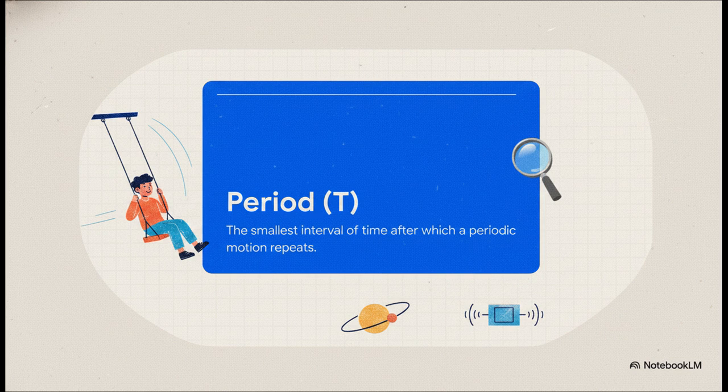Think of pushing a child on a playground swing. The period is the exact amount of time it takes for that swing to leave your hands, go all the way forward, and come all the way back to your hands. And while the standard unit is usually seconds, periods can vary wildly in some pretty amazing ways, from mere microseconds for a vibrating quartz crystal, all the way to 88 Earth days for the planet Mercury to orbit the Sun.